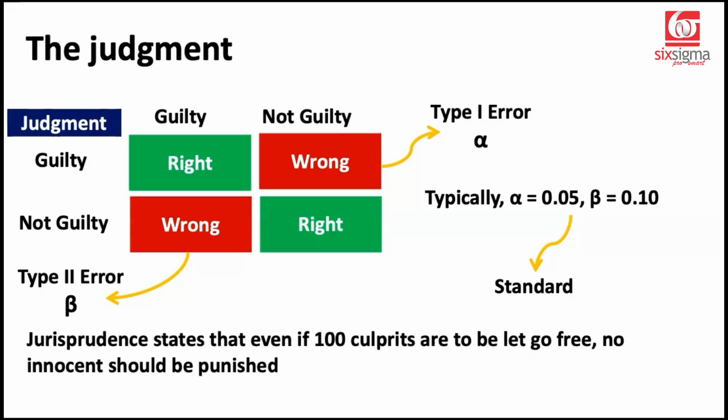for somebody. Now, why do we have a lower tolerance towards alpha and a higher tolerance towards beta? That's based on the principle of jurisprudence, which states that even if 100 culprits are to be released or let go free, no innocent person should be penalized or put behind bars. So alpha is a more expensive error in a general sense.